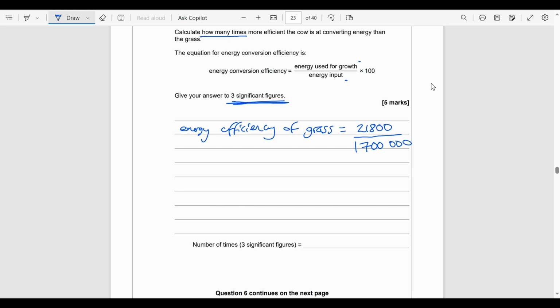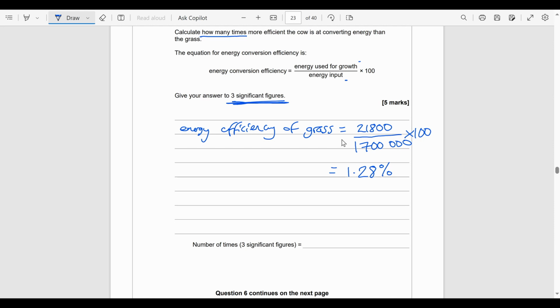And then we need to times that by 100, and then we should be able to get our energy efficiency from there. So plugging that into our calculator now, we should come out with an answer of 1.28. It's best that we keep our efficiency at 3 significant figures, so it makes it easier for us to multiply to find the number of times.